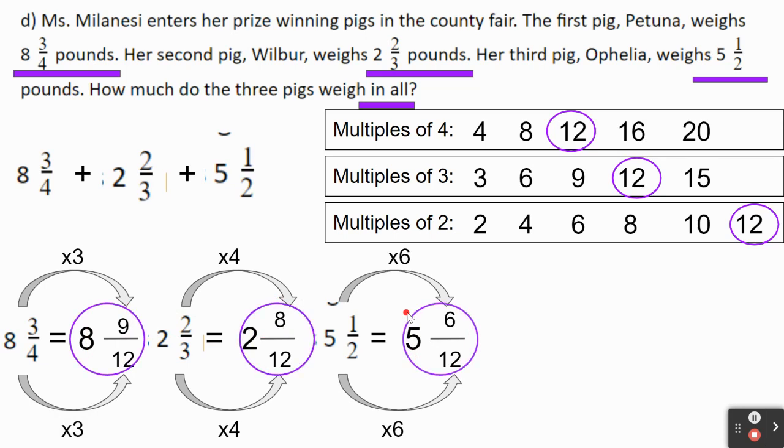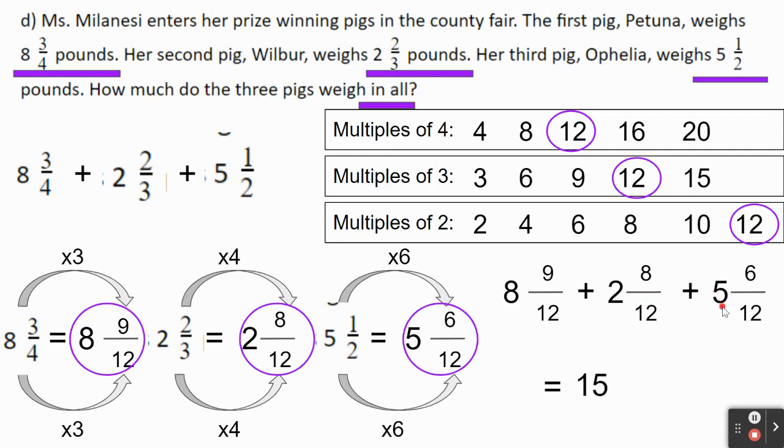We're going to add 8 9/12 plus 2 8/12 plus 5 6/12. So if we add carefully, we can start with the wholes. 8 plus 2 is 10, plus 5 is 15. We know the denominator is going to be 12, and if we add the numerators, 9 plus 8 is 17, plus 6 is 23. So all three pigs, when they're weighed together, weigh 15 and 23/12 pounds.